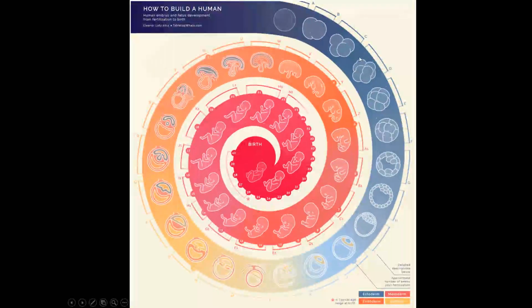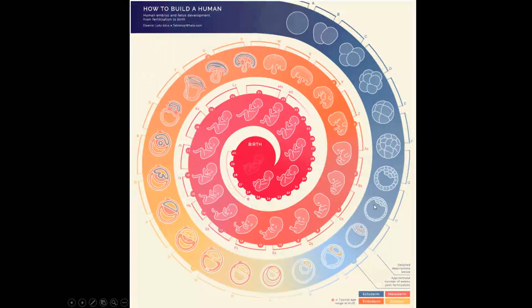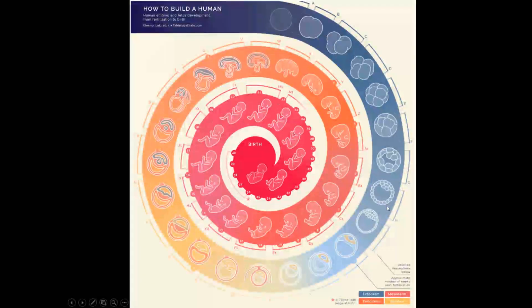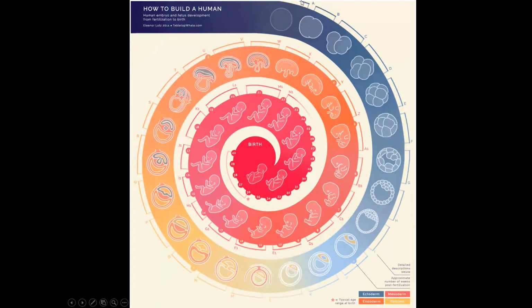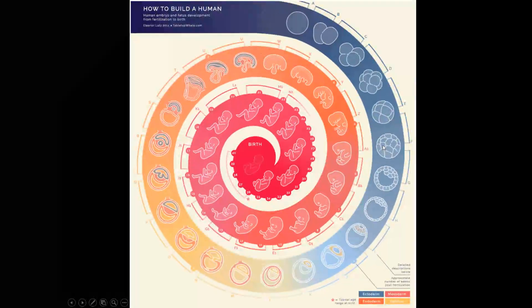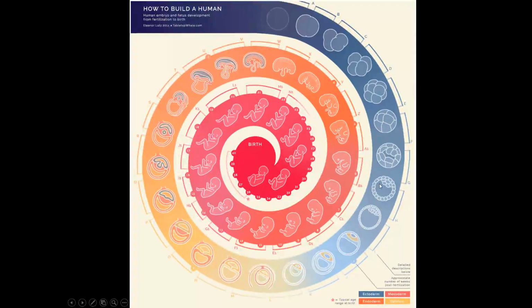Now, all of the cells at this point are exactly the same. When they talk about embryonic stem cells, these are the cells they're talking about. Any of these cells can become anything they want to be. It can become a nervous system cell. It can become an epithelial cell, whatever.